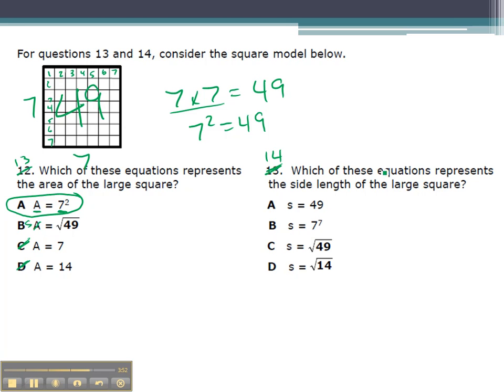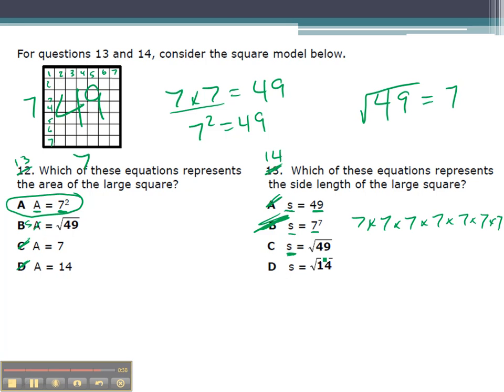Number 14 asks, which of these equations represents the side length of the large square? We know the area is 49, and if we want to find the side length, we take the square root of the area, and that equals 7. So this one is saying the side equals 49. That's not right. The area equals 49. This one says the side equals 7 to the 7th power. That's 7 times 7 times 7 times 7 times 7 times 7 times 7. That's crazy. That's definitely not right.